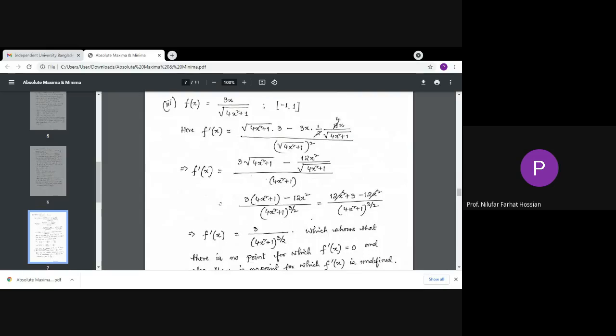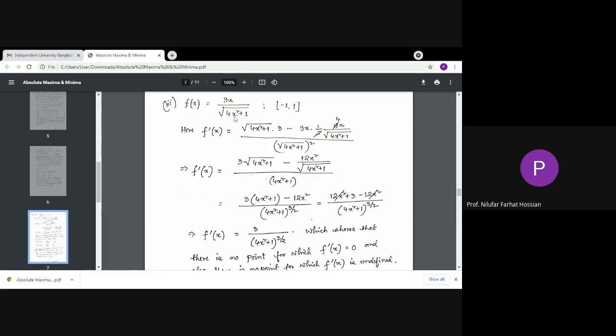Now this one. f x equal to 3x divided by root over 4x squared plus 1. Here the interval is minus 1 up to plus 1. So you know you have to find the critical points of this function in this interval. So at first you check in the lower part, it is 4x squared plus 1. This is a square and this is a plus sign. So this function is defined and continuous everywhere for all real values of x. There is no discontinuity of this function.